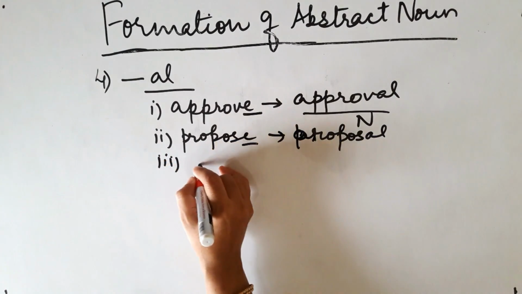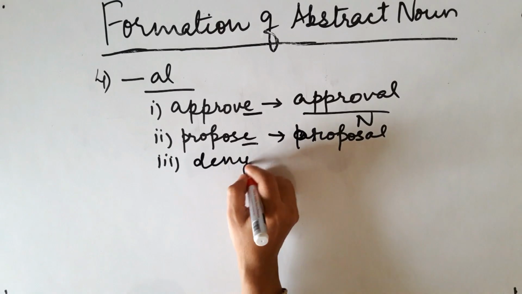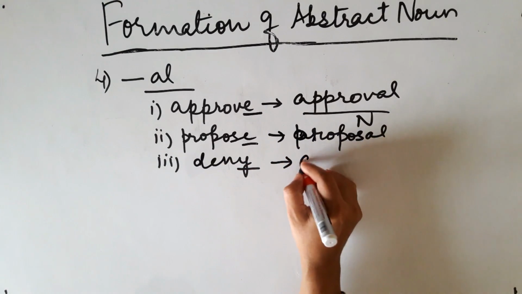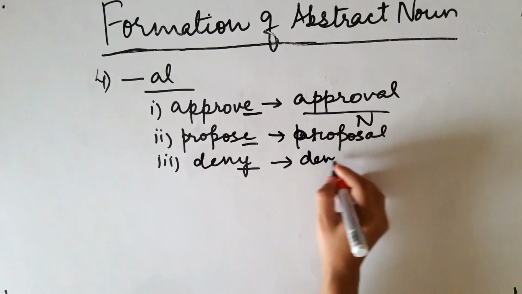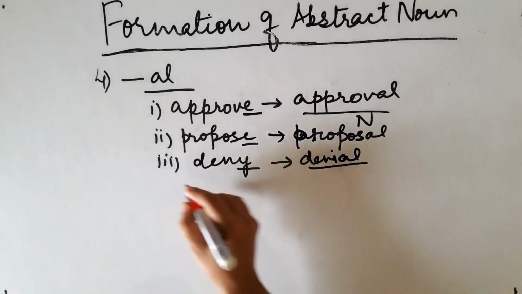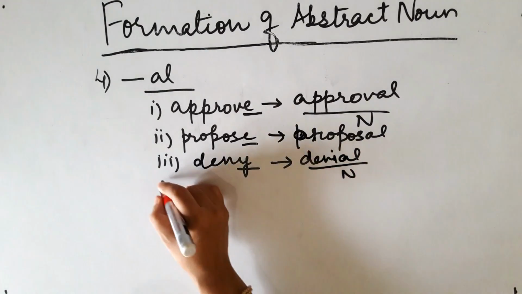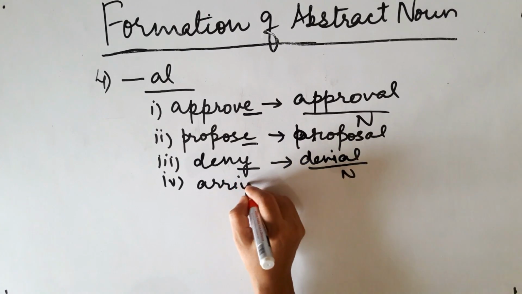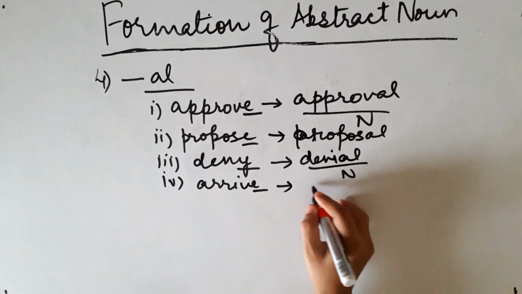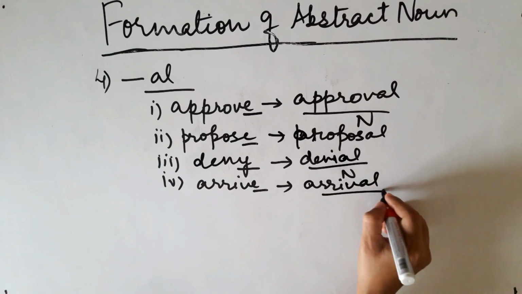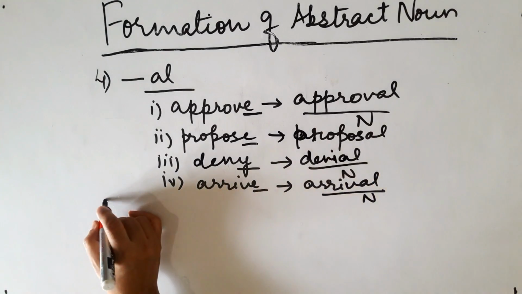Similar is the case with deny. Now deny we replace y and we will add I along with it. Instead of y we will write I and al, then denial. It is again a noun. We have words like arrive. Same, e is replaced and we simply add al. It becomes arrival, which is a noun.